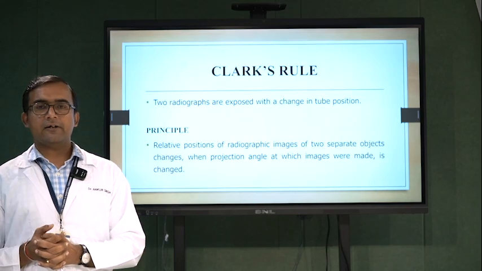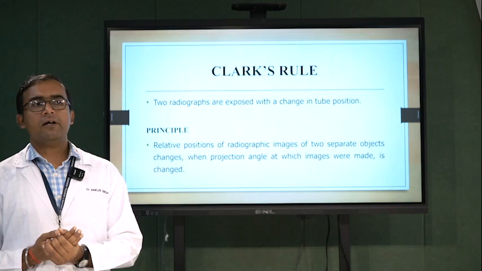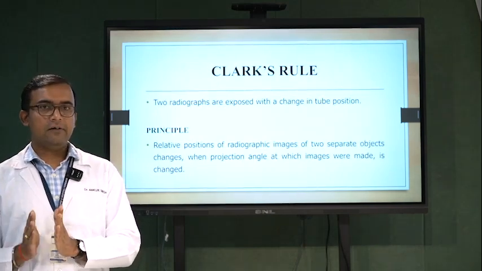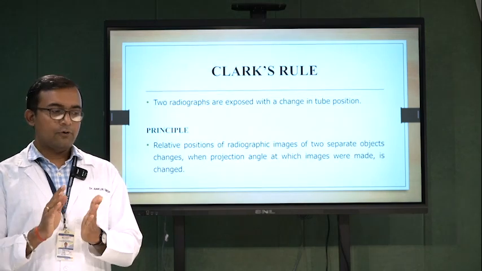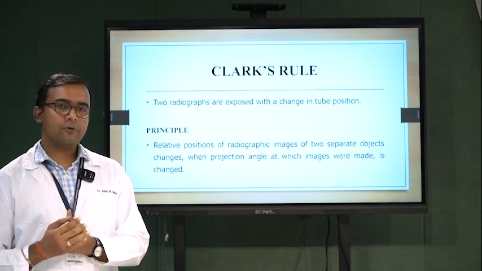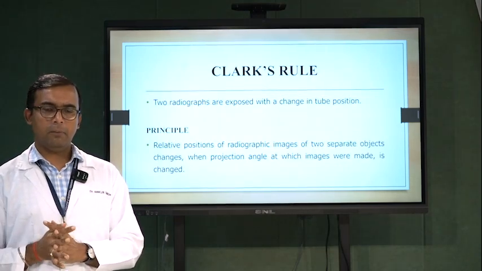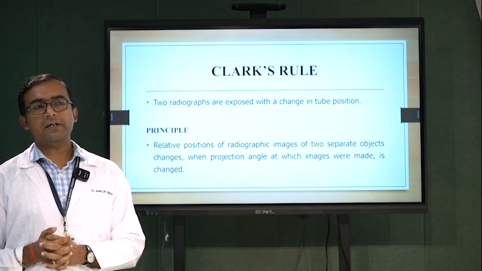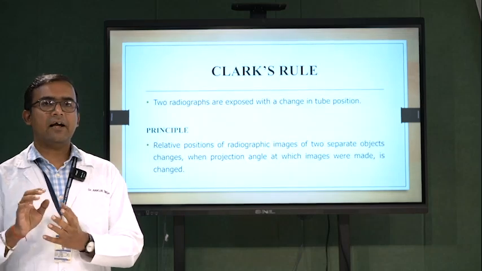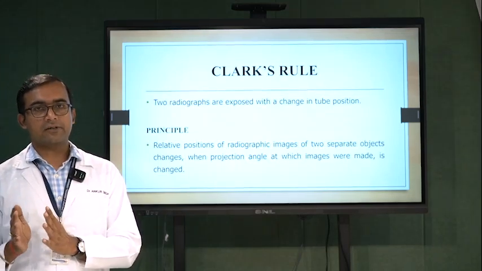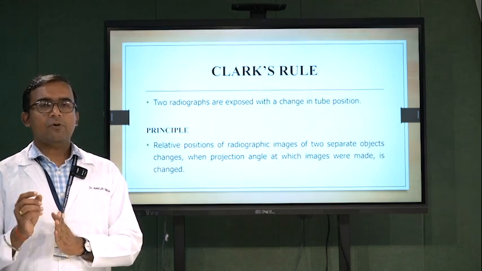The second technique is Clark's rule, or the tube shift technique. Tube shift is not exactly the same as the right angle technique we did earlier with Miller's technique. In this, two IOPAs, or two occlusals, or any two radiographs, are taken, but it is commonly performed with IOPAs only. Two IOPAs are taken, one with the normal orientation and one with a slightly changed tube position or angulation. With this change in angulation, the apparent position of the object also changes.